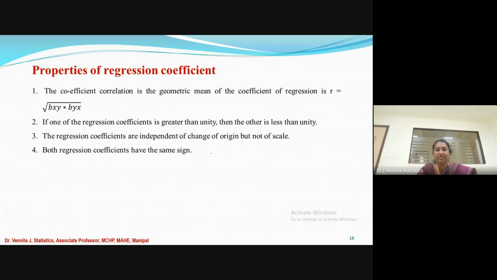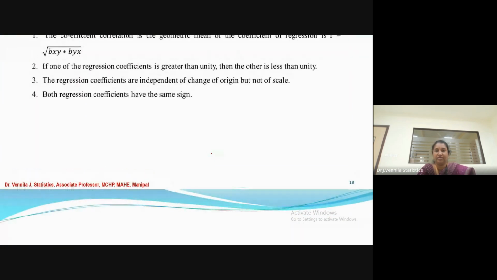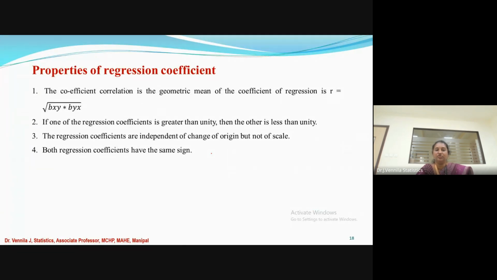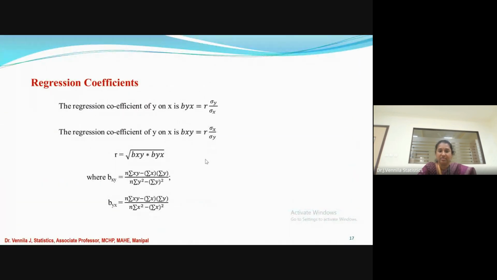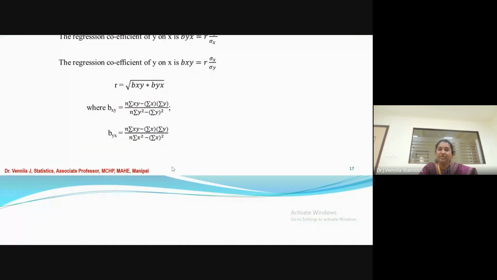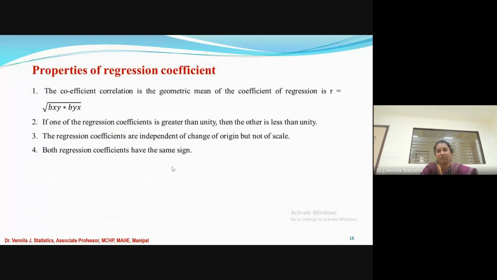Then the next one is the properties of regression coefficients. Listen to these three things. One: the condition that is important is that your data are quantitative and normally distributed. Second: for the regression values bxy and byx we have studied, if one value is greater than 1, the other must be less than 1. For example, if bxy is 0.98, then byx will be 1.25. So I have to verify that one is greater and the other is less.